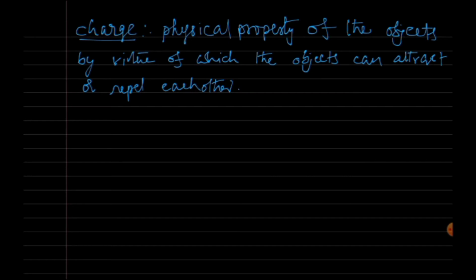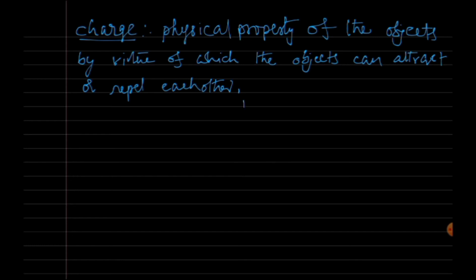As we all know, there are two different charges, positive and negative. When two objects are given the same kind of charge, like positive positive or negative negative, then they both repel each other. If they are given opposite kinds of charges, like one object is given positive and the other object is given negative, then there will be attraction. So attraction or repulsion between the two objects will be due to the presence of charge. That is why charge is usually defined as the physical property of the object by virtue of which the objects can attract or repel each other.